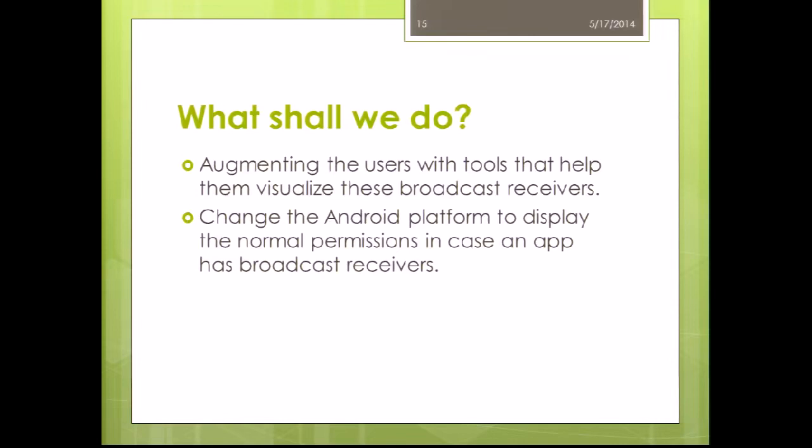And in the second project, we try to change the Android platform in a way that changes how we display the permissions. As you have seen in the first slide, they classify the permissions into dangerous and normal. But here we found that the normal can be dangerous if there are broadcast receivers. Then this classification has to be revisited and take effect on displaying these permissions in the first place.